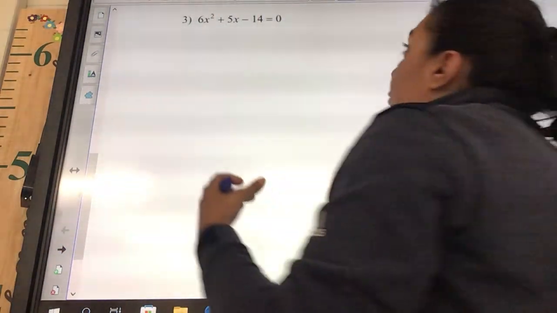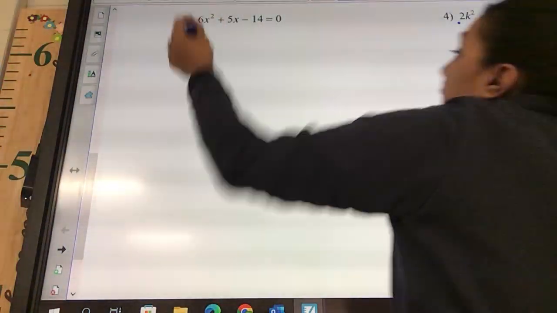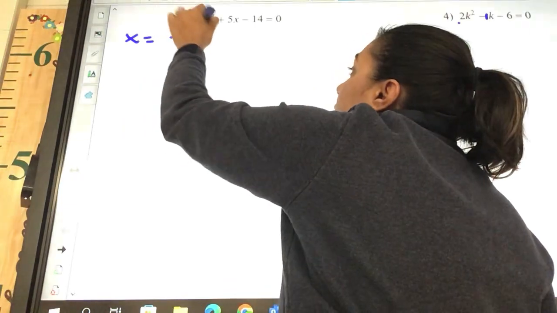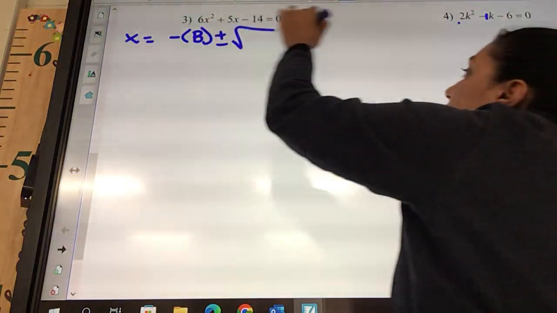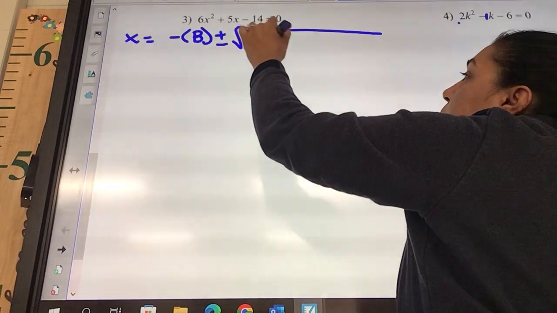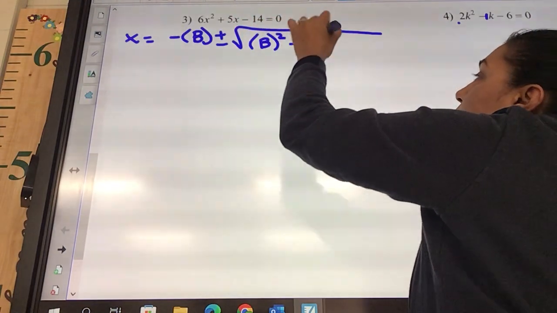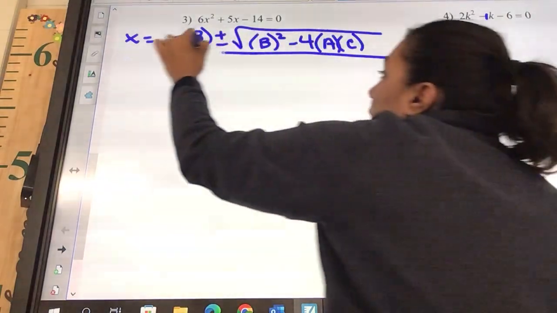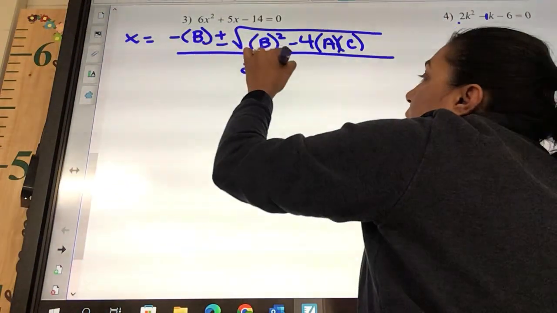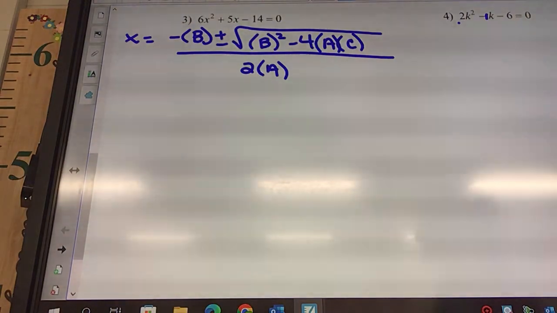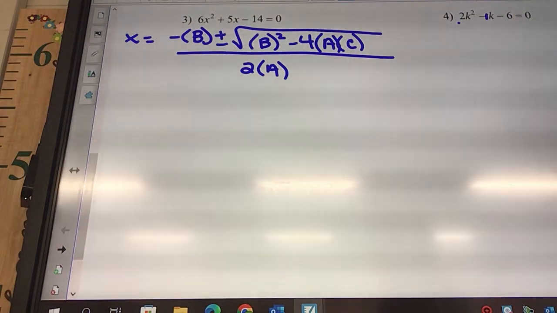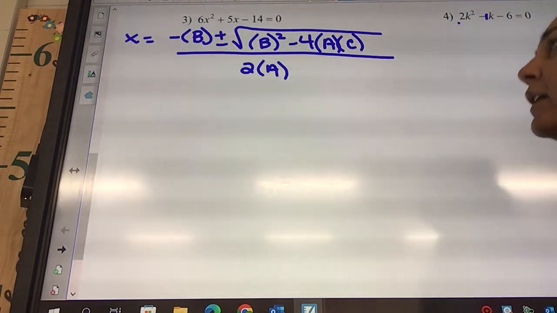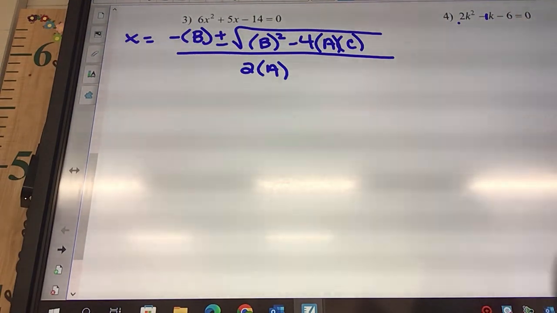Okay, so I'm going to write down my formula again. You don't have to, but that way I can point to it and we'll talk about it. So I've got x equals negative b plus or minus the square root of b squared minus 4 times a times c, all over 2 times a. The one thing I didn't touch on: those parentheses are really, really important, so make sure you're using them. So we need to look at this and decide what my a, b, and c are. Take a second and look at number 3, and figure out what a, b, and c are.